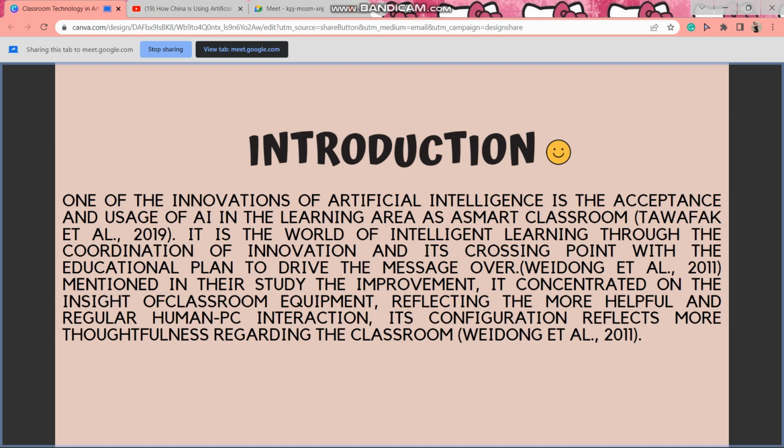So for our introduction, one of the innovations of artificial intelligence is the acceptance and usage of AI in the learning area as a smart classroom. It is the world of intelligent learning through the coordination of innovation and its crossing point with the educational plan to drive the message over. It is also mentioned in their study that the improvement concentrated on the insight of classroom equipment, reflecting more helpful and regular human-PC interaction. Its configuration reflects more thoughtfulness regarding the classroom.